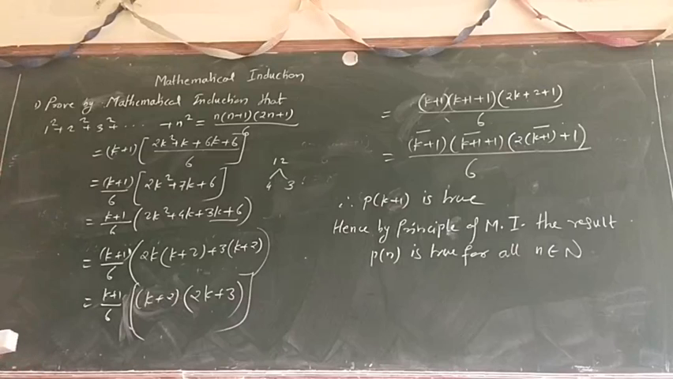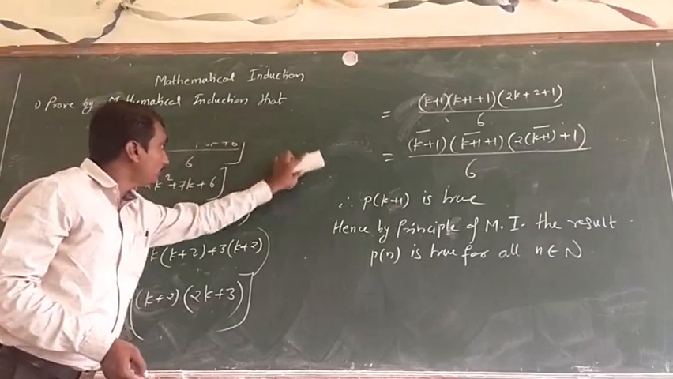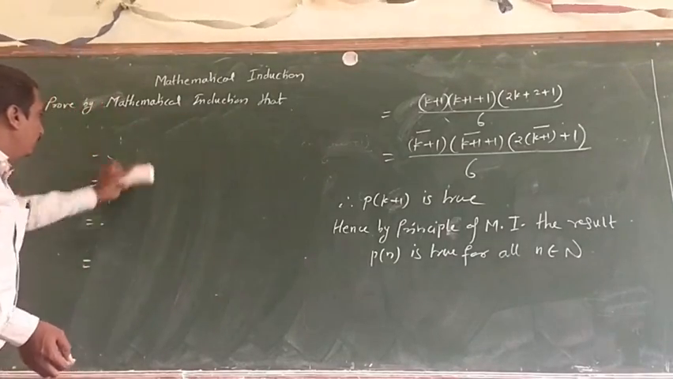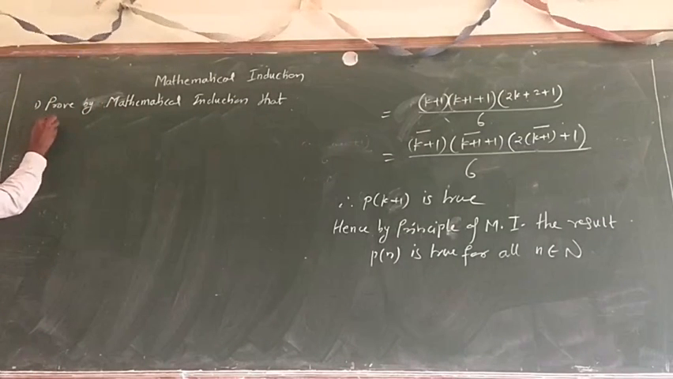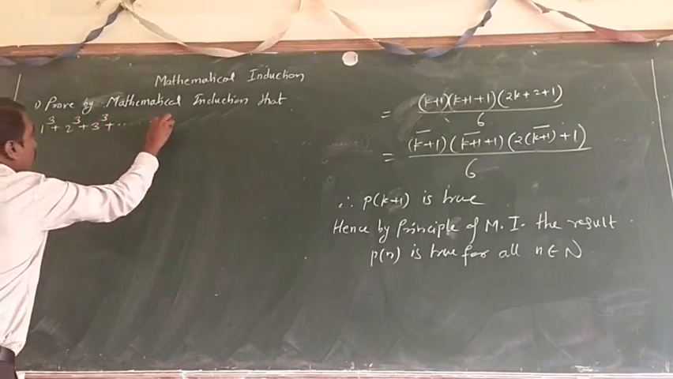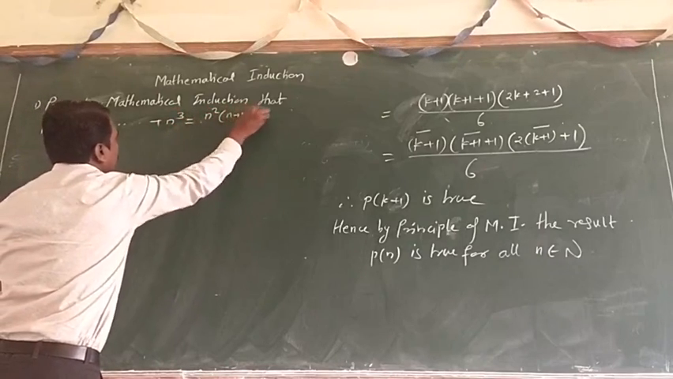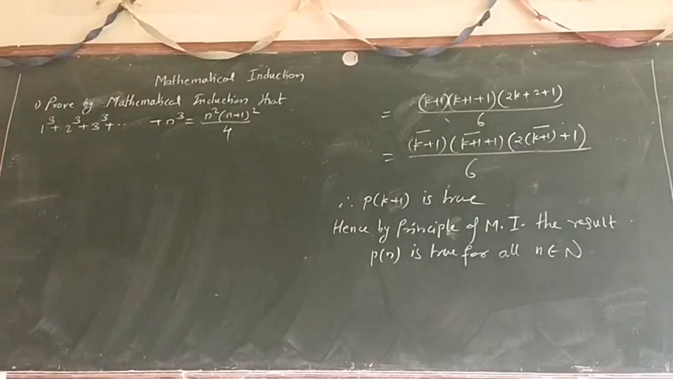Okay. Similarly, we go to one more example. The next example is prove by mathematical induction that 1 cube plus 2 cube plus 3 cube plus so on plus n cube is equal to n square into n plus 1 square by 4. So this is also the given statement. We have to prove this universally by mathematical induction. So by mathematical induction, what we do?